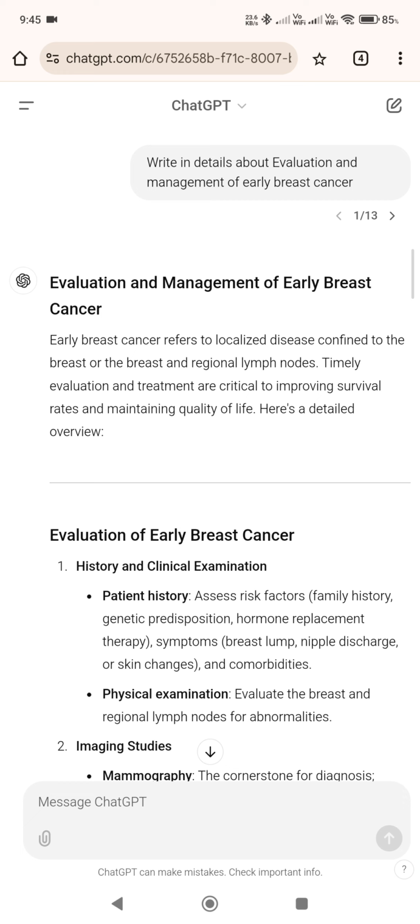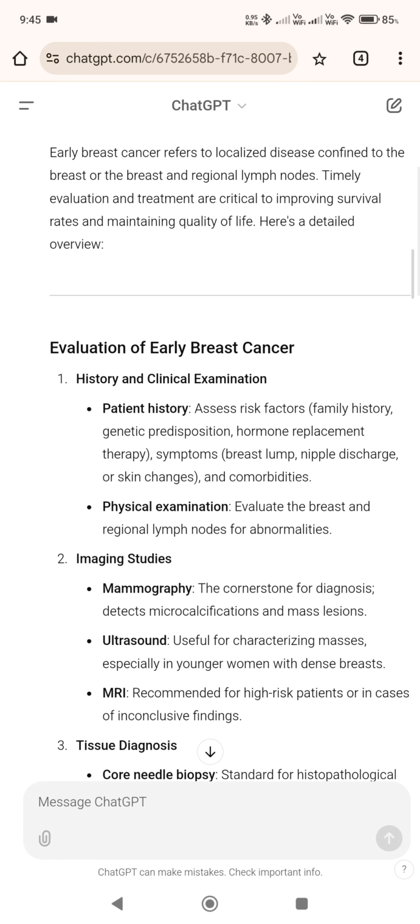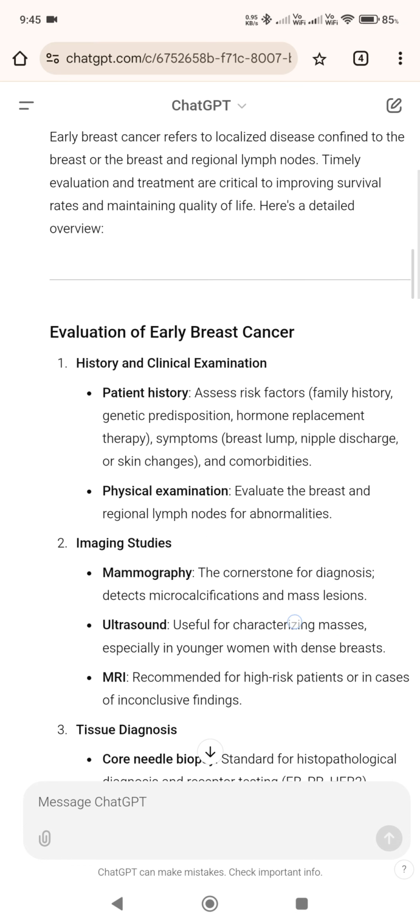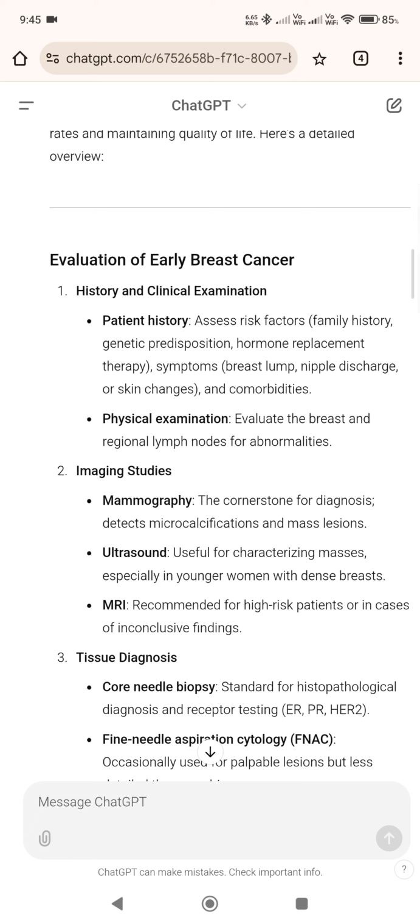1. History and clinical examination. Patient history: assess risk factors, family history, genetic predisposition, hormone replacement therapy, symptoms, breast lump, nipple discharge or skin changes, and comorbidities. Physical examination: evaluate the breast and regional lymph nodes for abnormalities.